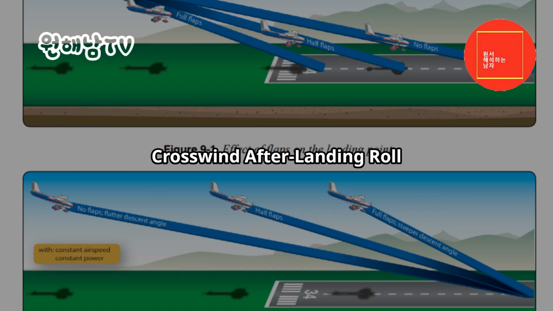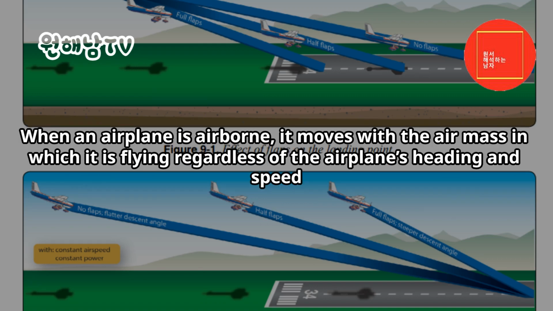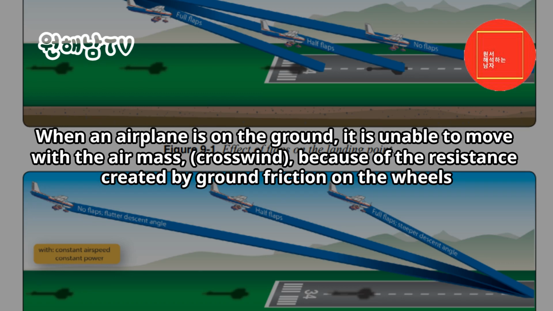Crosswind after landing roll. Particularly during the after landing roll, special attention should be given to maintaining directional control by the use of rudder or nose wheel steering, while keeping the upwind wing from rising by the use of aileron. When an airplane is airborne, it moves with the air mass in which it is flying regardless of the airplane's heading and speed. When an airplane is on the ground, it is unable to move with the air mass, crosswind, because of the resistance created by ground friction on the wheels.